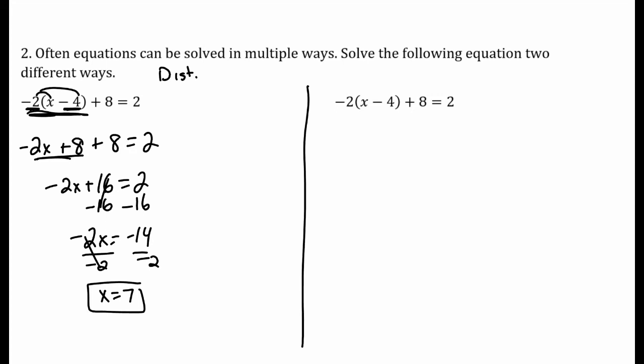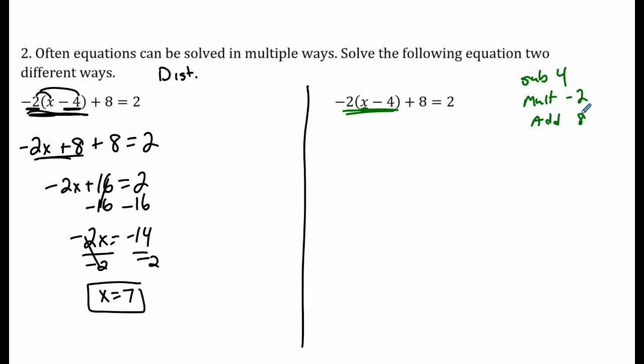Now, let's use inverse operations, and I can use inverse operations because there's only one x. So let's see what the operations were here. Well, here's x. What did I do first? It looks like I subtracted 4. So that gave me that chunk. And then I multiplied by negative 2. It gave me that, and then I added 8.